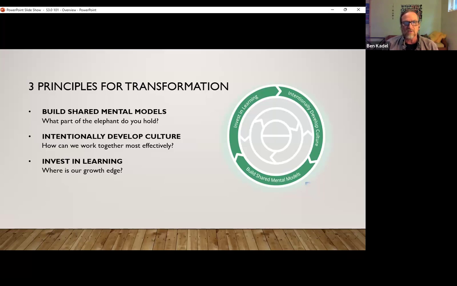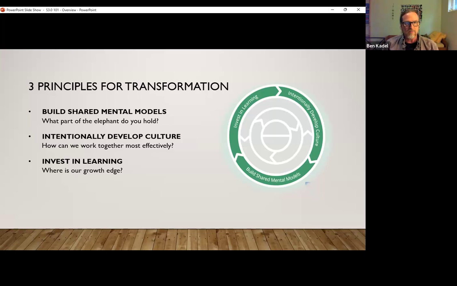We need to take the time to talk about how we want to work with each other. What are the values? What are the principles? How are we going to put them in place in the work that we're doing? And we also all need to be committing, both individually and as an organization, to learning as we go. And that means identifying our own growth edge. Everyone is going to have it, every organization and every individual is going to have a growth edge.